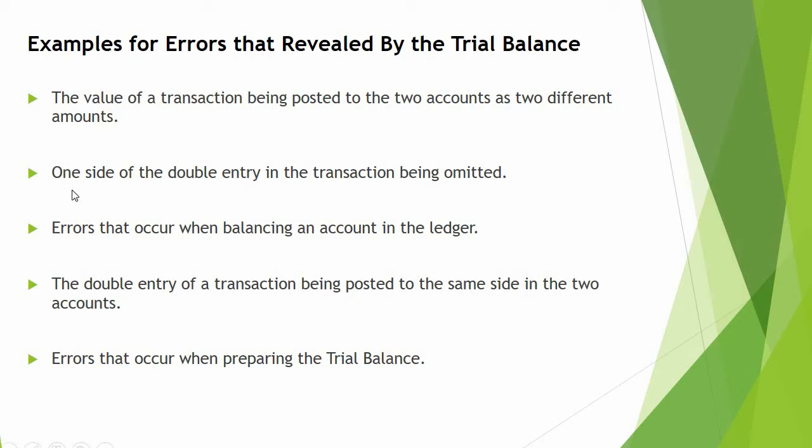Another one is one side of the double entry in the transaction being omitted. For example, credit sales has been correctly credited to sales account, but it has not been debited to the debtors control account.